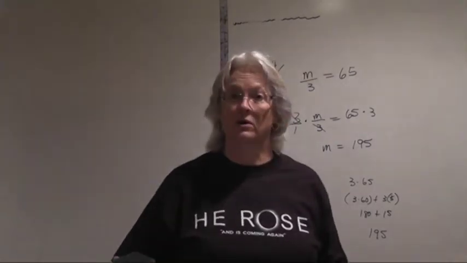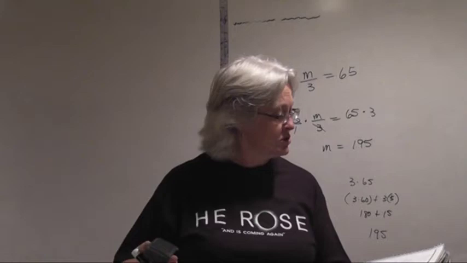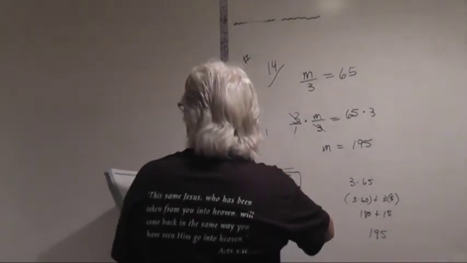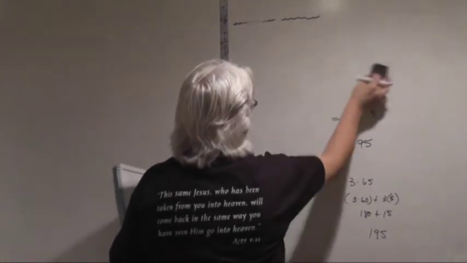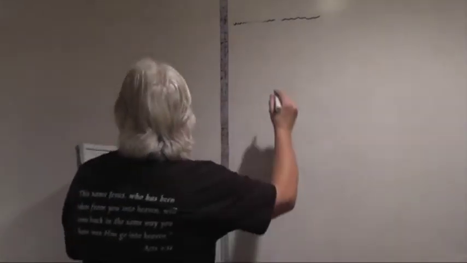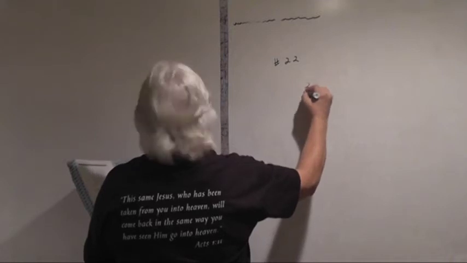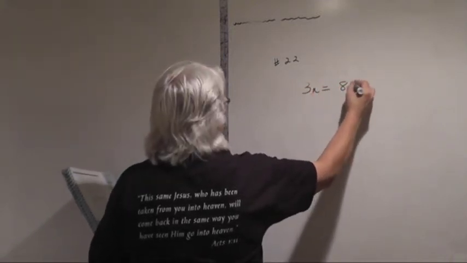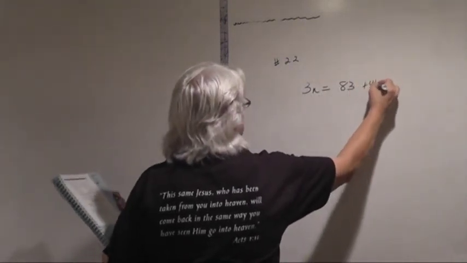And I believe that's all that I'm going to do. Let me look at this and make sure. Let me go ahead and do number 22. Just as another example for you. Number 22. This says 3n is equal to 83 plus 46.